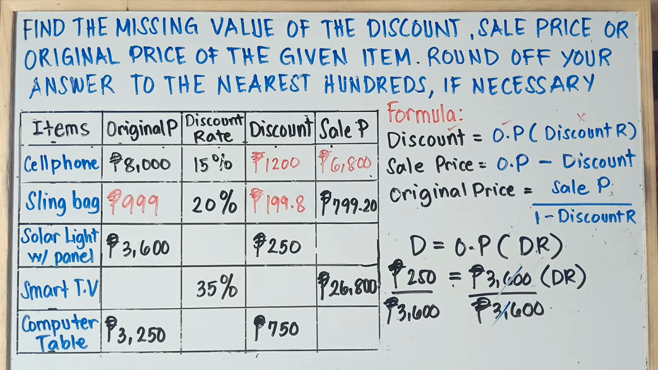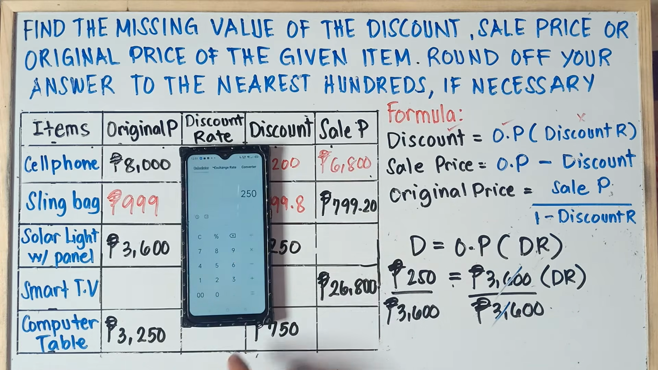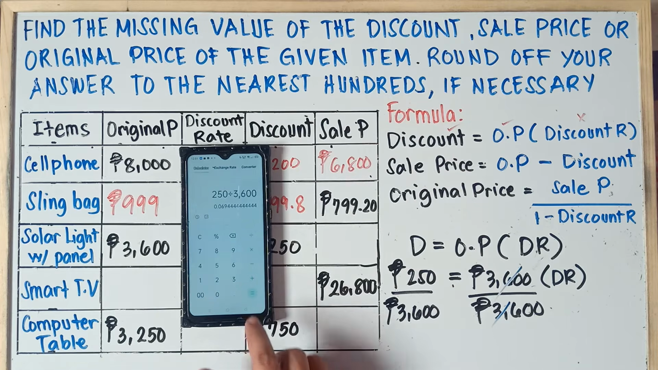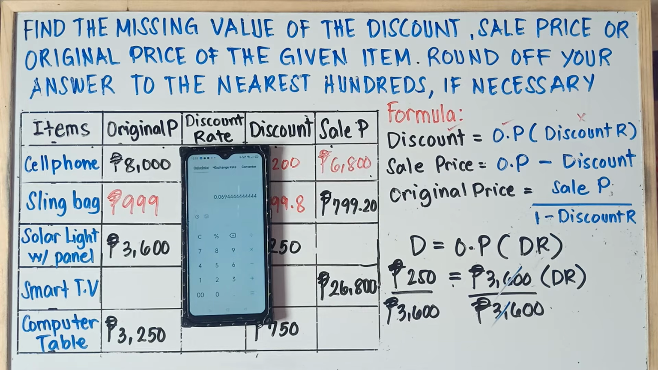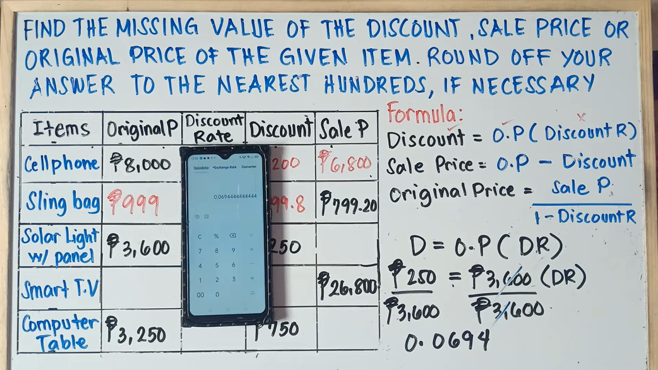Alright, and then 250 divided by 3,600. Use your calculator. 250 divided by 3,600. So you will have, let's double check, 250 divided by 3,600. So the answer, class, is 0.0694. So after 4, that's 4.